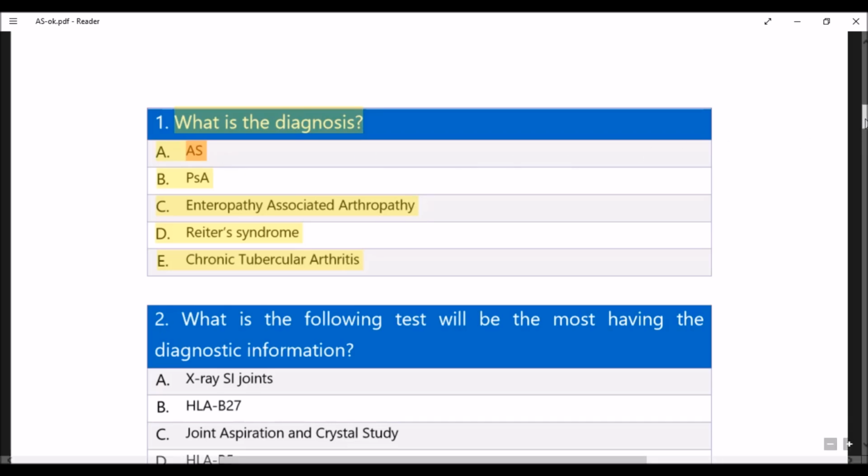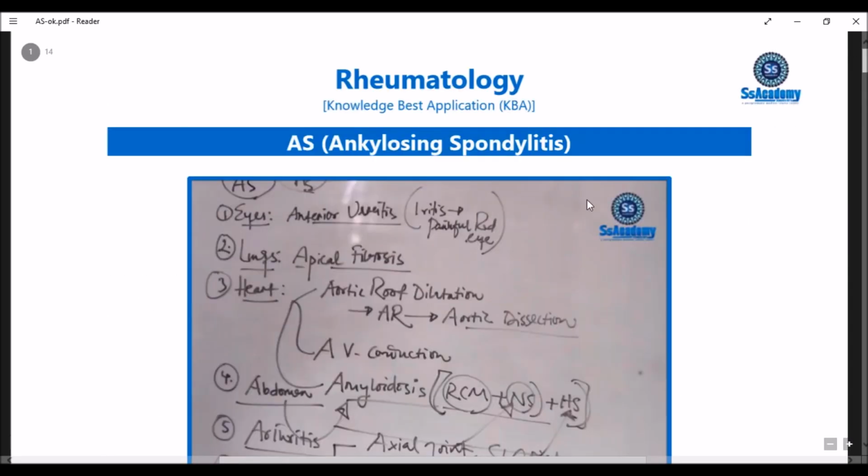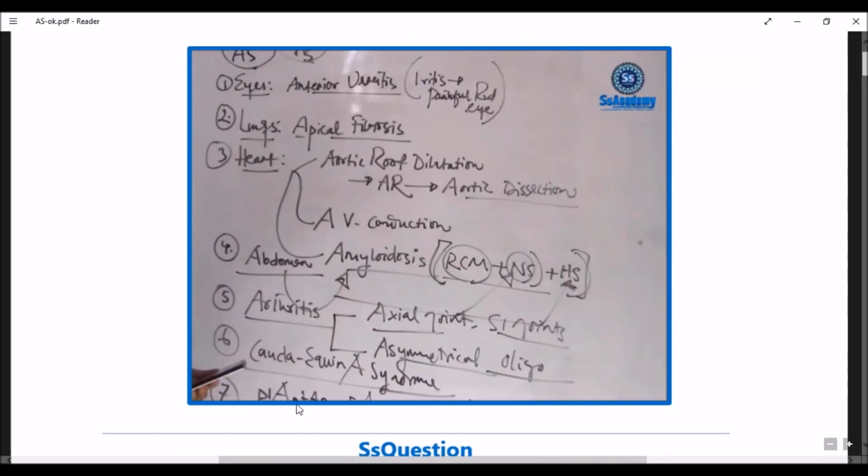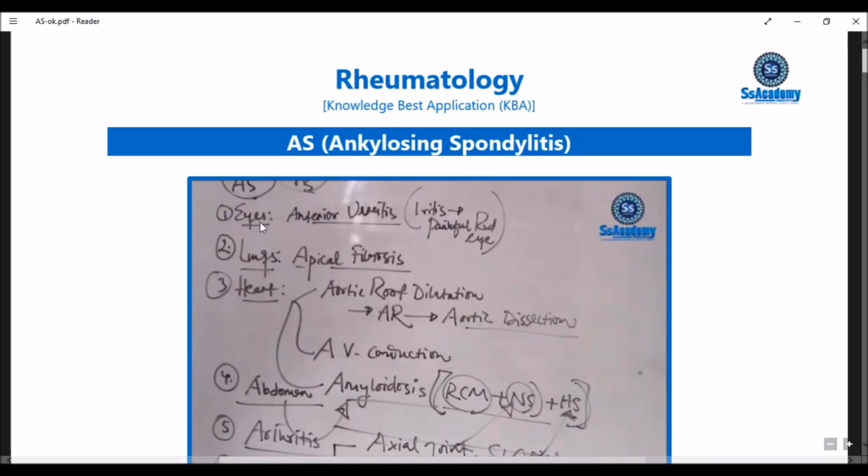Now let's think about the third step, the SS box for ankylosing spondylitis. We learned the rule of A for ankylosing spondylitis, starting from head to toe: the eyes, then the lungs, then the heart, then the abdomen, then the arthritis, and then down to the legs. The findings start with A for anterior uveitis, A meaning iritis, which is a painful red eye. Then go down into the lungs: A for apical zone fibrosis.